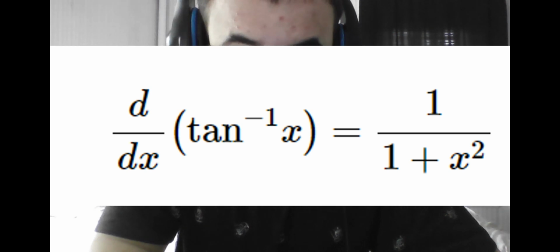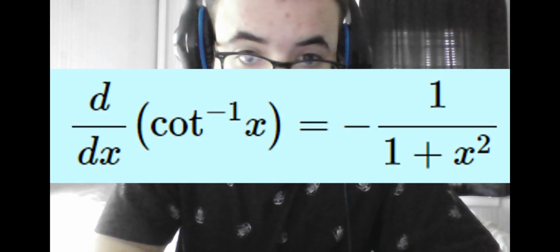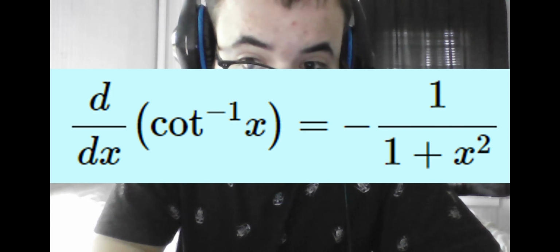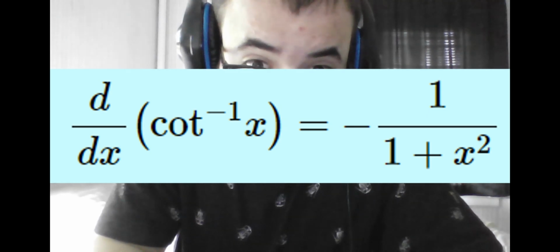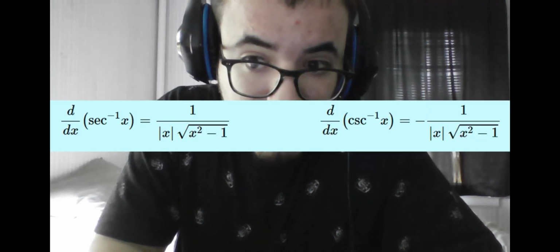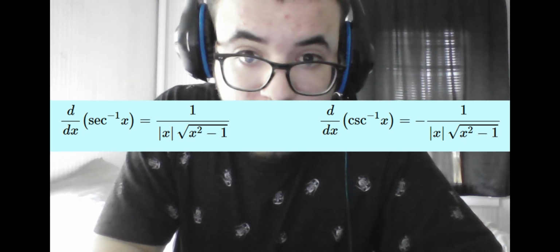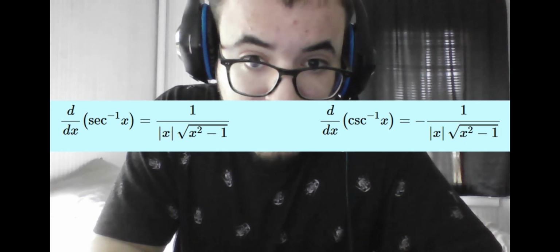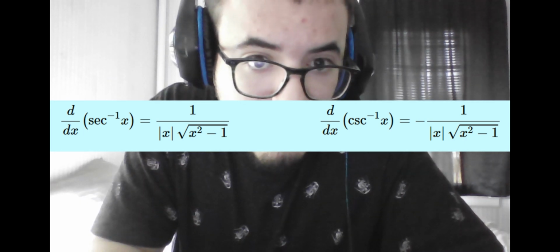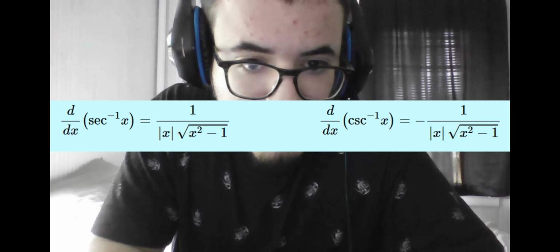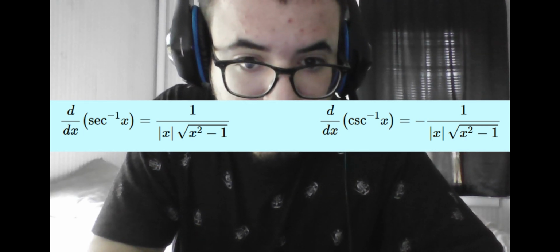We prove inverse cotangent with a similar process, and we should get negative 1 over 1 plus x squared. Lastly, the derivative of inverse secant is 1 over absolute value of x times the square root of x squared minus 1, and the derivative of inverse cosecant is negative this. Now that we have figured out more simple rules and formulas for the derivatives of different types of functions, we can figure out the derivative of function compositions, which is called the chain rule, as a reference to a composition being a chain of functions.